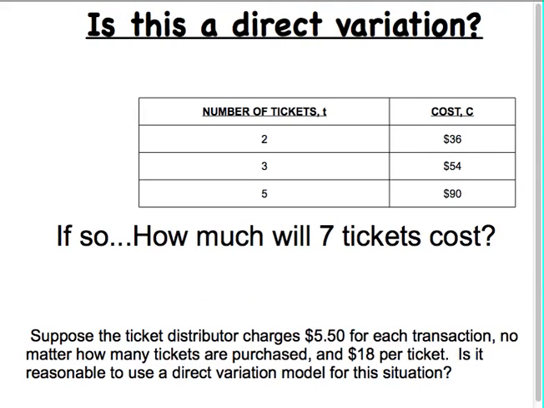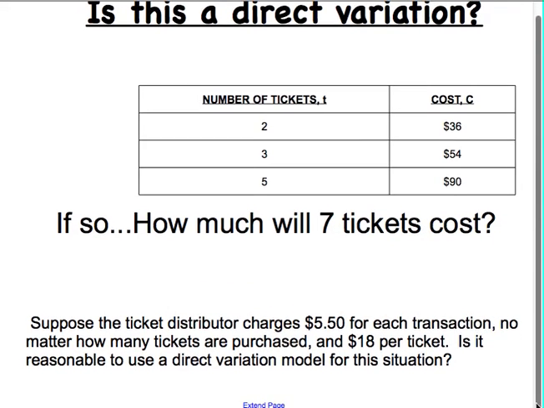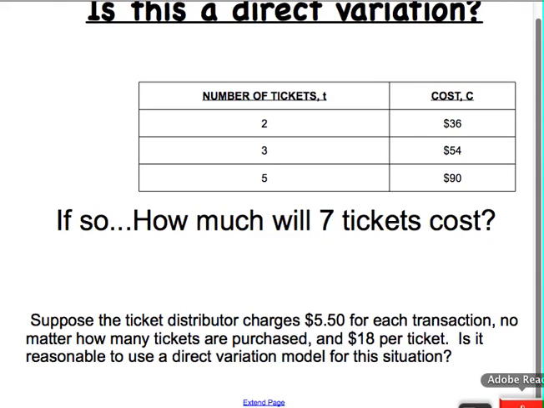And here we have an actual problem that we can take a look at, to see if we understand this. So we have this little chart. This talks about the number of tickets sold and the cost of those tickets. So first, is it a direct variation? Let's just look at this logically. If I buy 2 tickets and it costs $36, how much do you think one ticket costs? How am I going from 2 to 36? Well, if 2 tickets are $36, one ticket is $18. So it looks like I'm multiplying by 18.